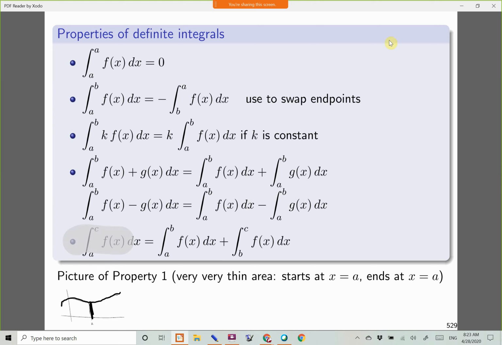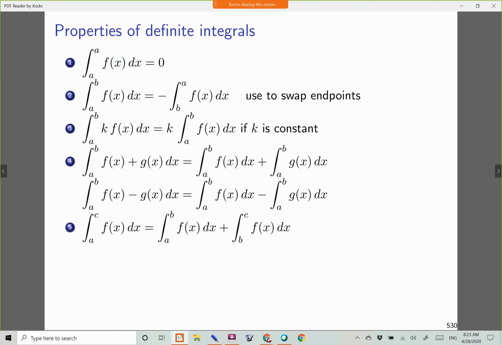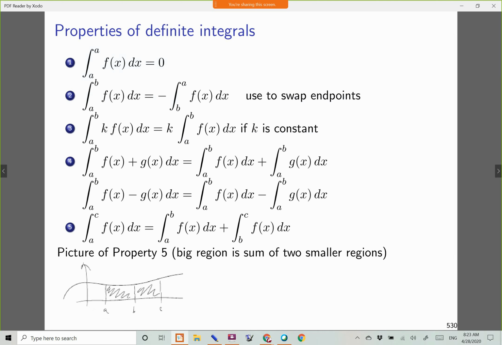The last property seems a little strange, but I'd like to draw a little picture to help represent what that one's about. So this fifth property, the overall idea is, again, you have a function. I'm just sort of in cartoon form drawing a function here.